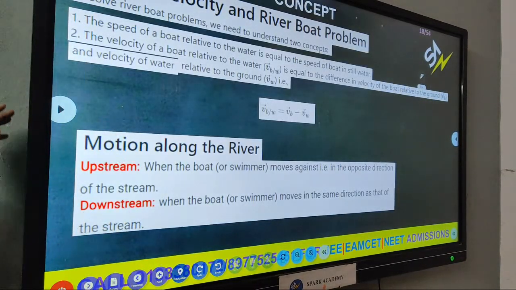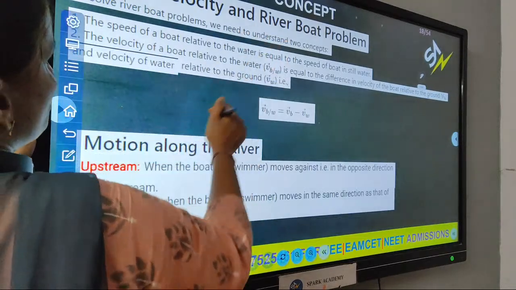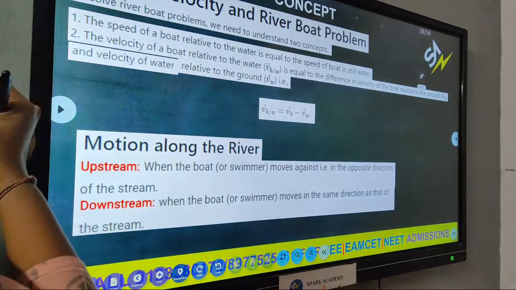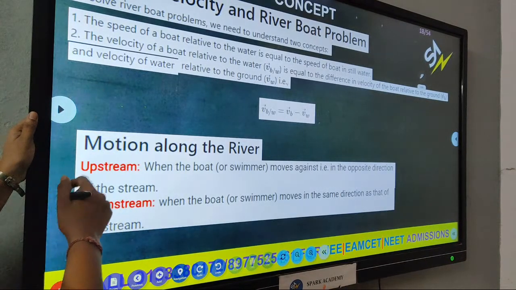Our next concept is relative velocity in two dimensions. It can be explained with the riverboat concept. To solve the riverboat problems, we need to understand two concepts. Mainly two points we need to keep in mind.